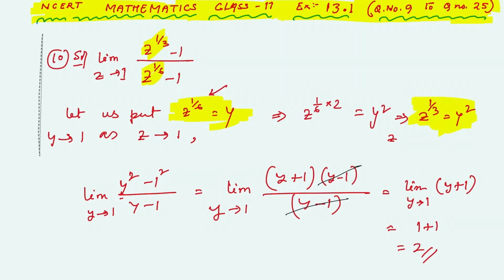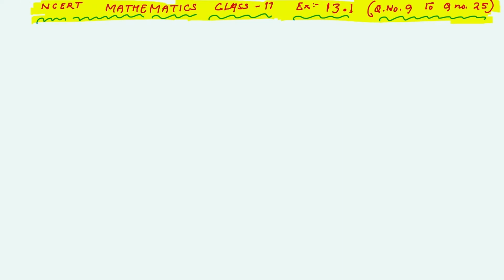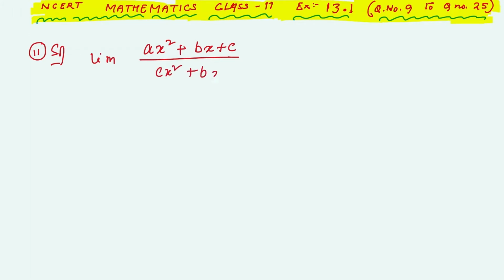First let me clean this part. Our next question is question number 11. Let me write the solution here. Limit of (ax square plus bx plus c) and the denominator is (cx square plus bx plus a), where x tends to 1 and a plus b plus c is not equal to 0.